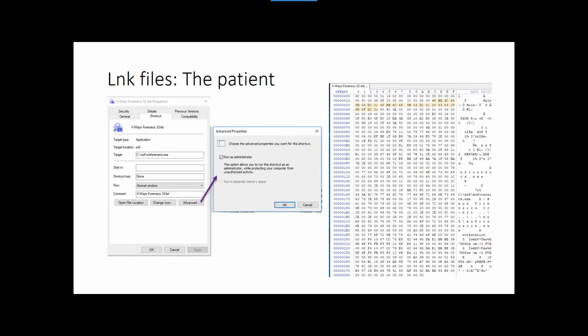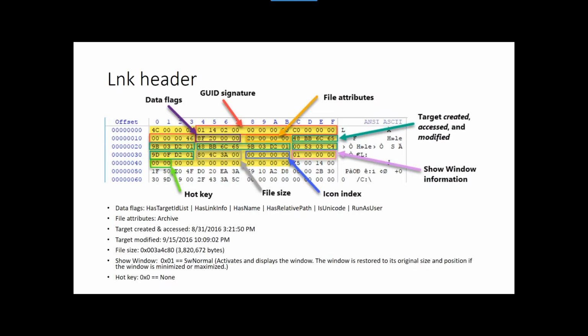Now you can start picking out certain things in there. Like I can see some strings, right? We see X-Ways Forensics.exe, and there's some other things in there, but there's a lot of other details, and that's the kind of stuff we'll start working through next.